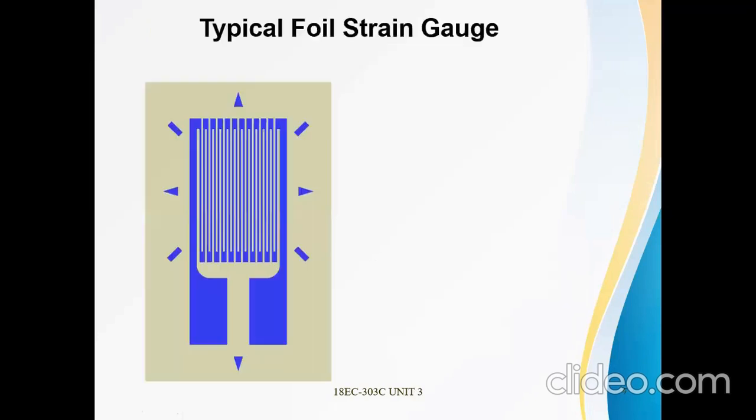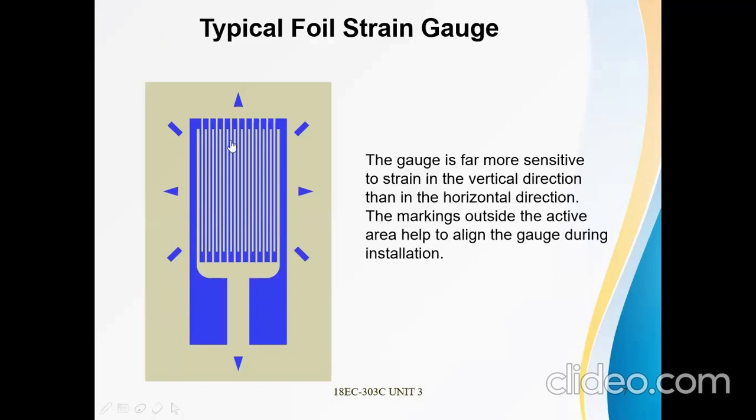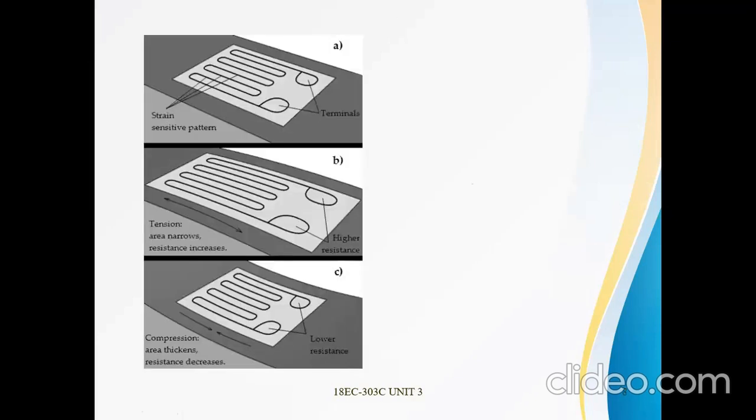Typical foil strain gauge: generally, the strain gauge structure will be like this. The gauge is far more sensitive to strain in the vertical direction than in the horizontal direction. You can see the terminals and the strain sensitive pattern, and this is the area where the strain will be applied.